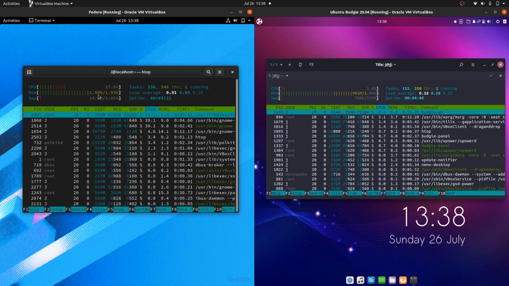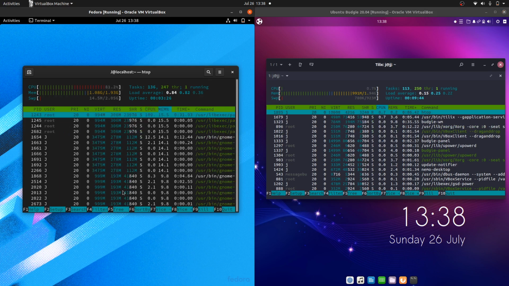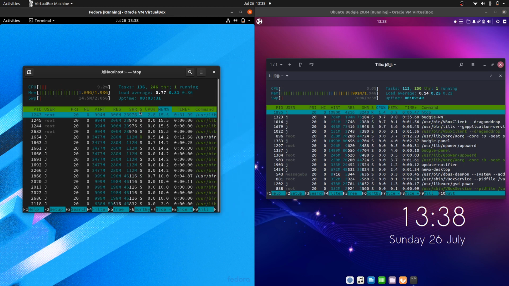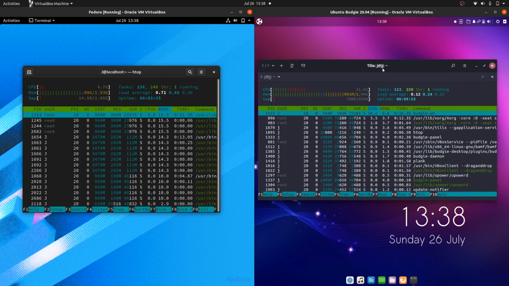In fact, just as I'm speaking, this is starting to spike. If we have a little look at the RAM usage, something is running in the background there. Can't quite see what it is, but something. But yeah, very, very similar in nature, both of them, long story short.